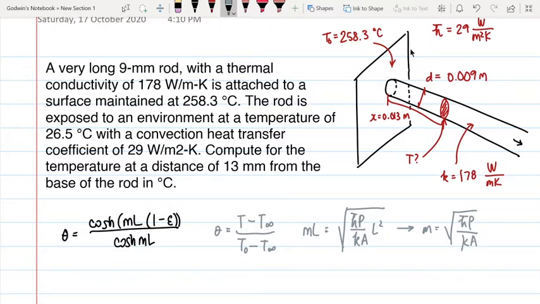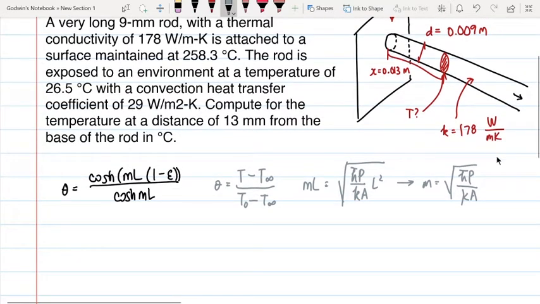So h bar is the convection heat transfer coefficient, also known as the film coefficient. And then k is the thermal conductivity of the fin. As for P and A, P is the perimeter of the shape of the fin, which is a circle, and then A is the area of that surface of the circle. So we know we were given a diameter here, which is 9 millimeters. So maybe we can work in terms of that.